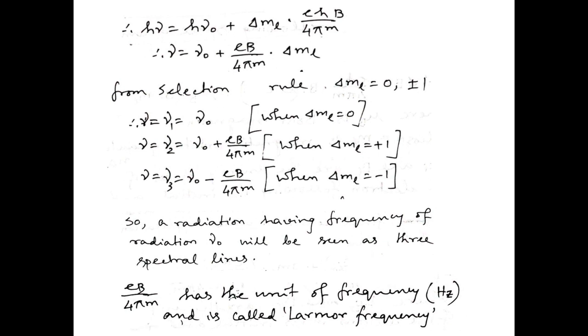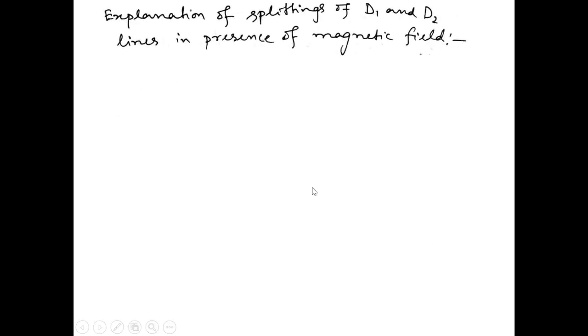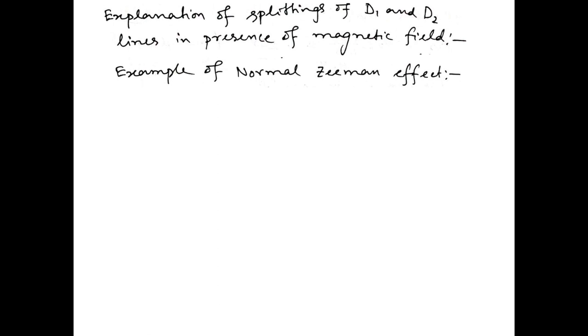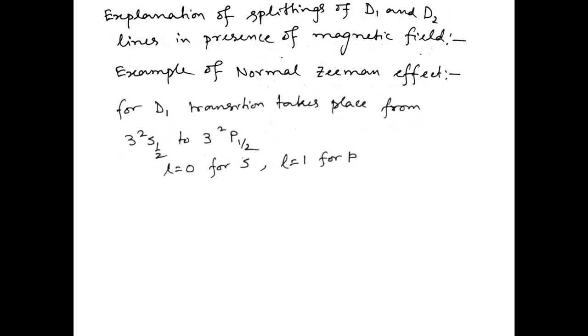So, explanation of the splittings of D1 and D2. We know the meaning of D1 and also D2. How do they change? Let us see. It is an example of the normal Zeeman effect. D1 transition takes place from 3S up to 3P up, as we have checked earlier. L equals 0 for S state, L equals 1 for P state. So that is the transition diagram.